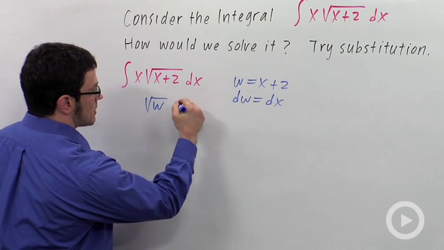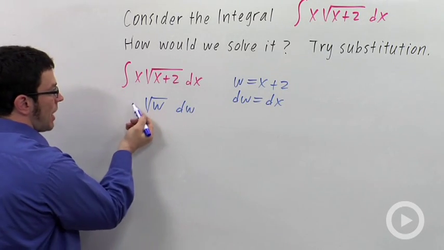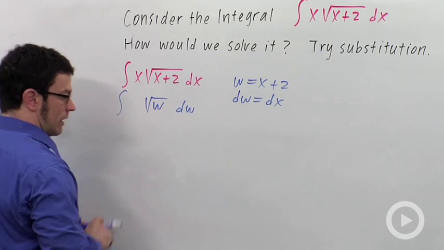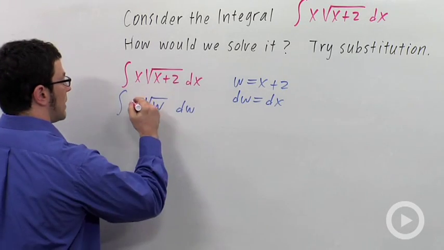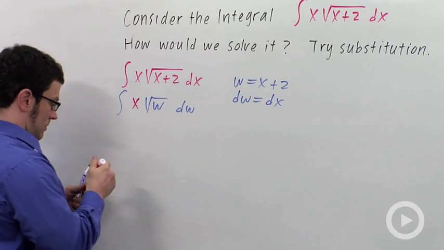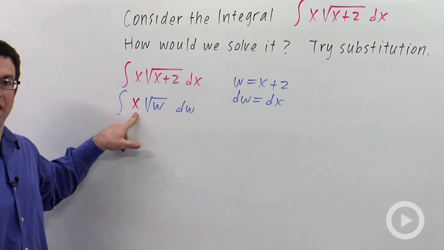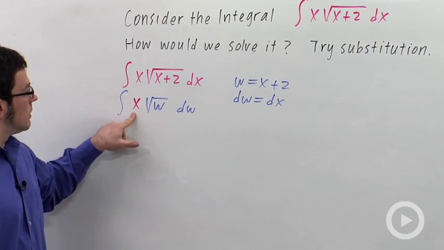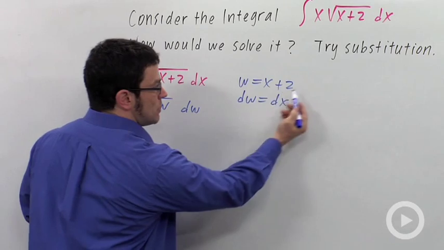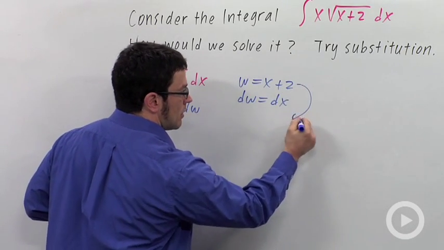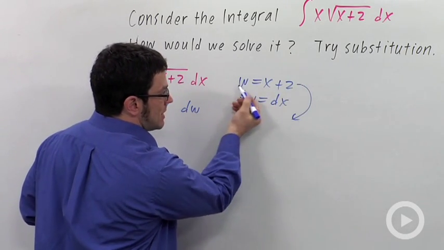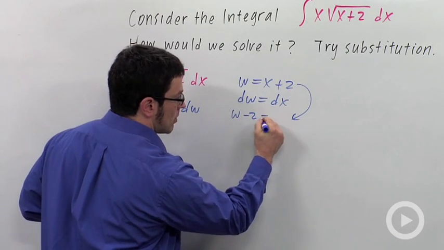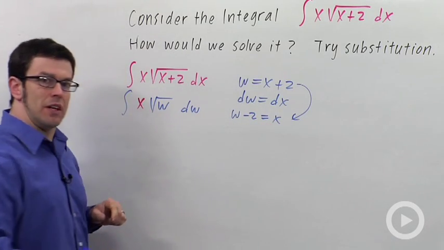The dx becomes a dw, but you still have an x here, right? I'll draw that in red just to highlight the fact that I've forgotten this guy. So how do you get rid of this part of the integral? Well, you can use this substitution to solve for x, right? X is going to be w minus 2. And you can replace the x with w minus 2.